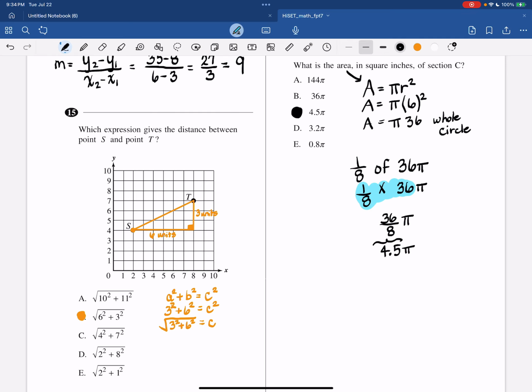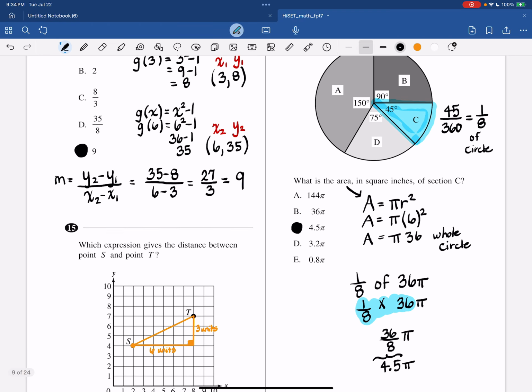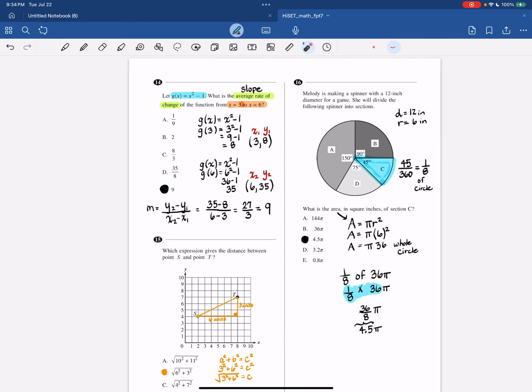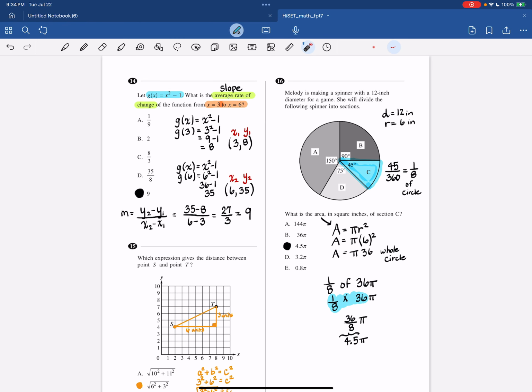So it's C as in Charlie. A lot of students will choose 36 pi because they get that for the area of the whole circle. But we don't want the whole circle. We only want sector C. That's a hard problem, but it's a good problem. It's testing a lot of different things there. If I wrote the test, I would use this problem because I'm getting to test lots of things with one question. But it is not an easy one.